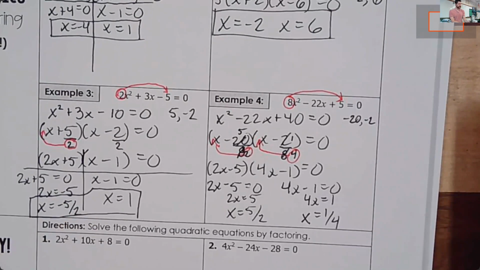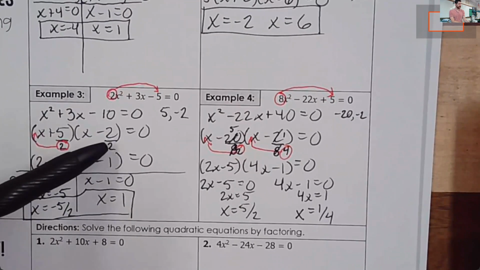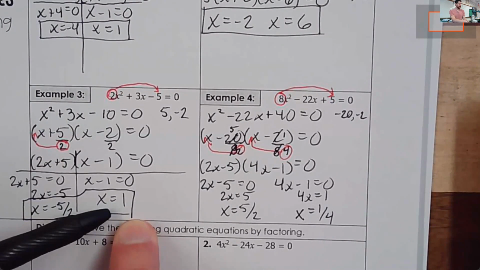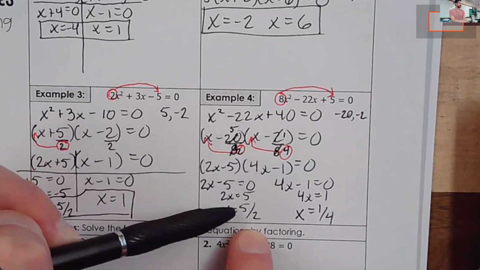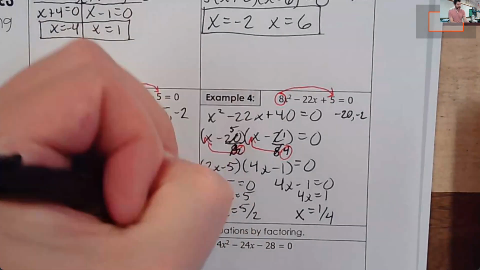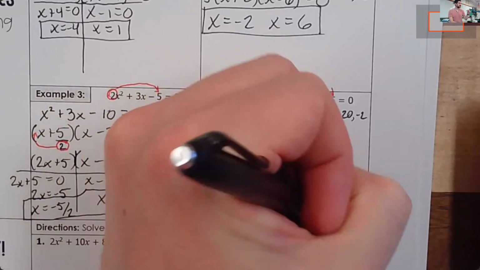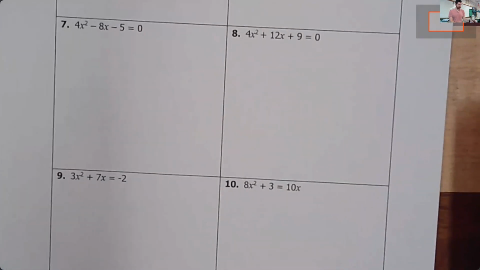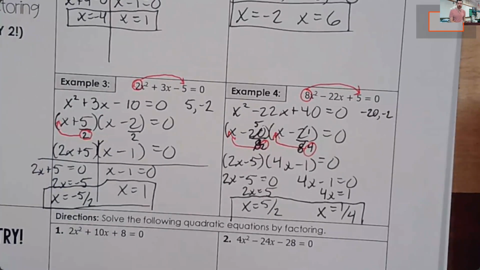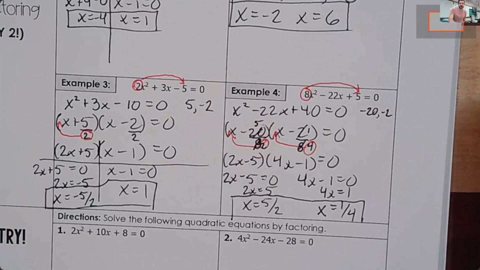So -2/2 reduces to -1, and the answer was 1. 20/8 reduces to 5/2, -5/2, and the answer was 5/2. So there are things that you can kind of check along the way to see if you're doing these correctly or not. All right, let's continue on. We got some more problems to work through here. And I think we're just going to do 2 more from this first page.